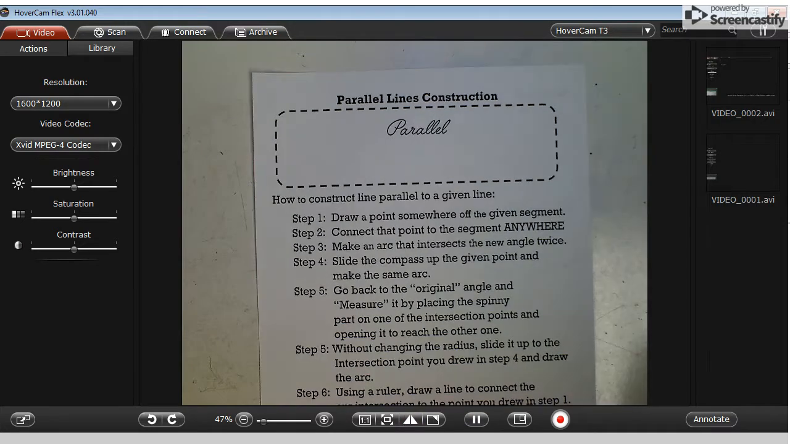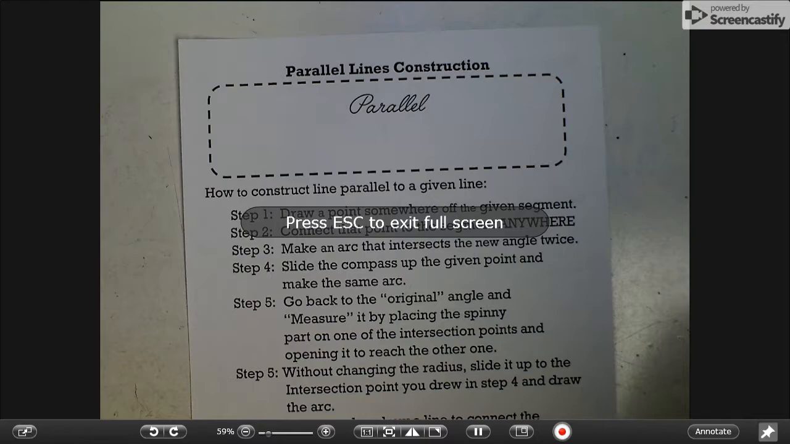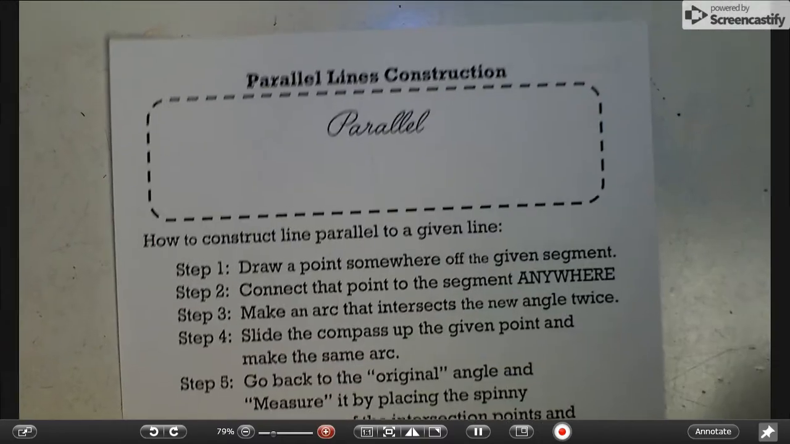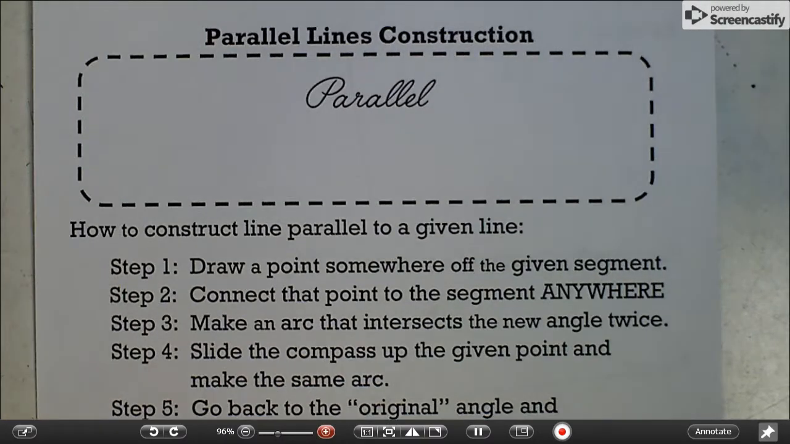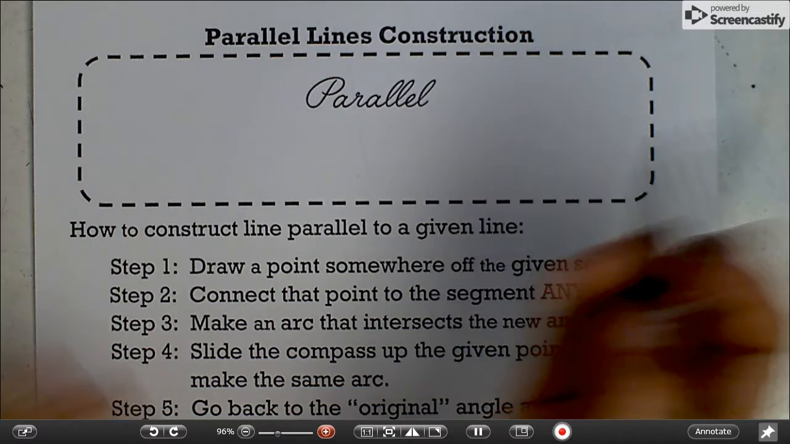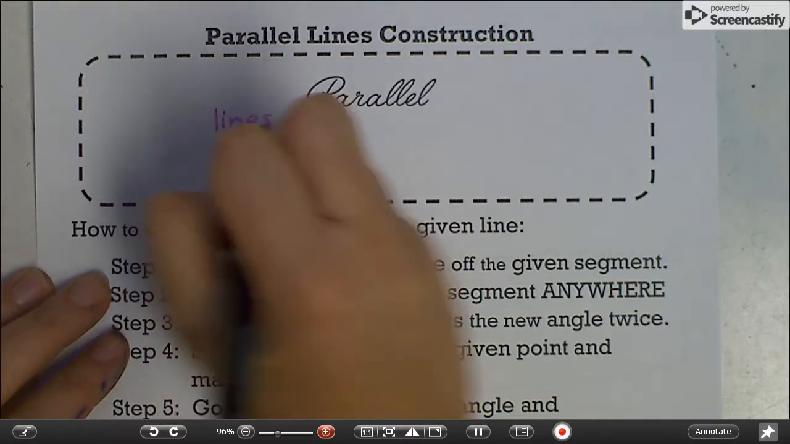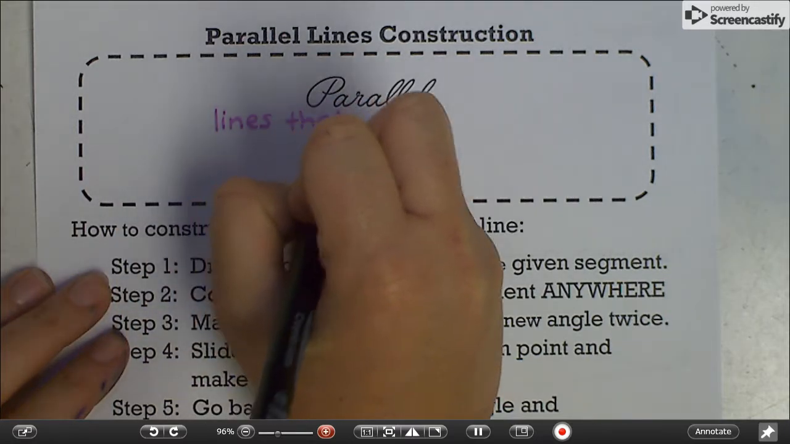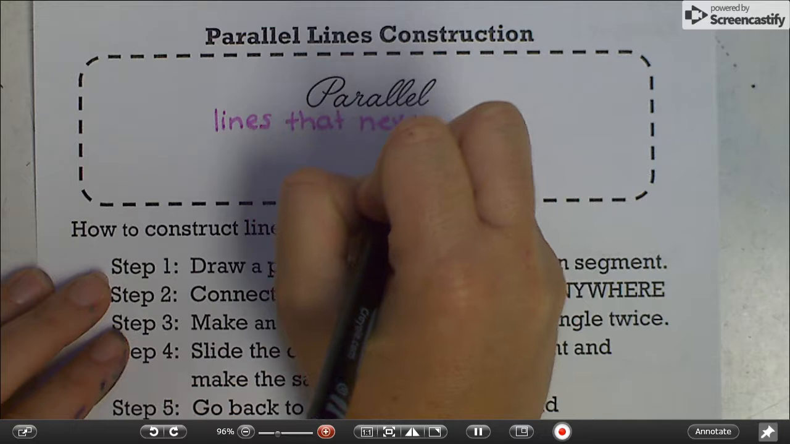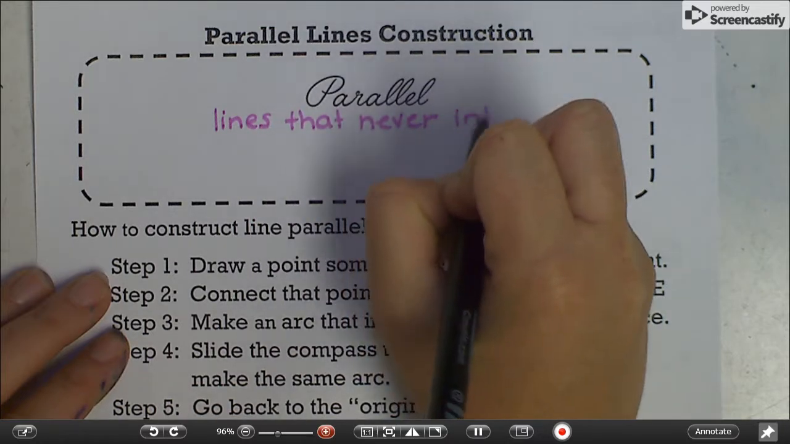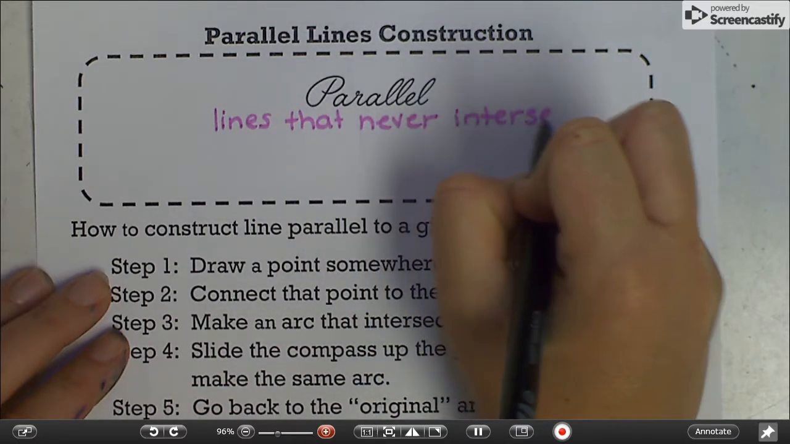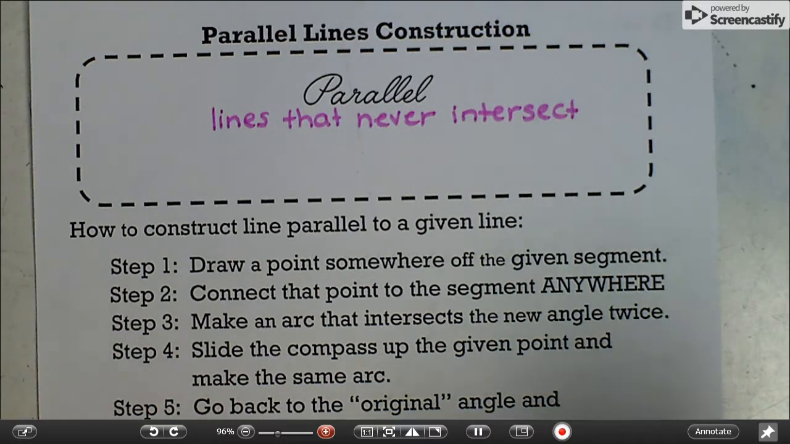I'm going to show you how to do the construction for parallel lines. First, you need to know what parallel means, so you should write this down on your notes. Parallel means lines that never touch. And actually, instead of touch, I'm going to use the word intersect, because that's right. Lines that never intersect.